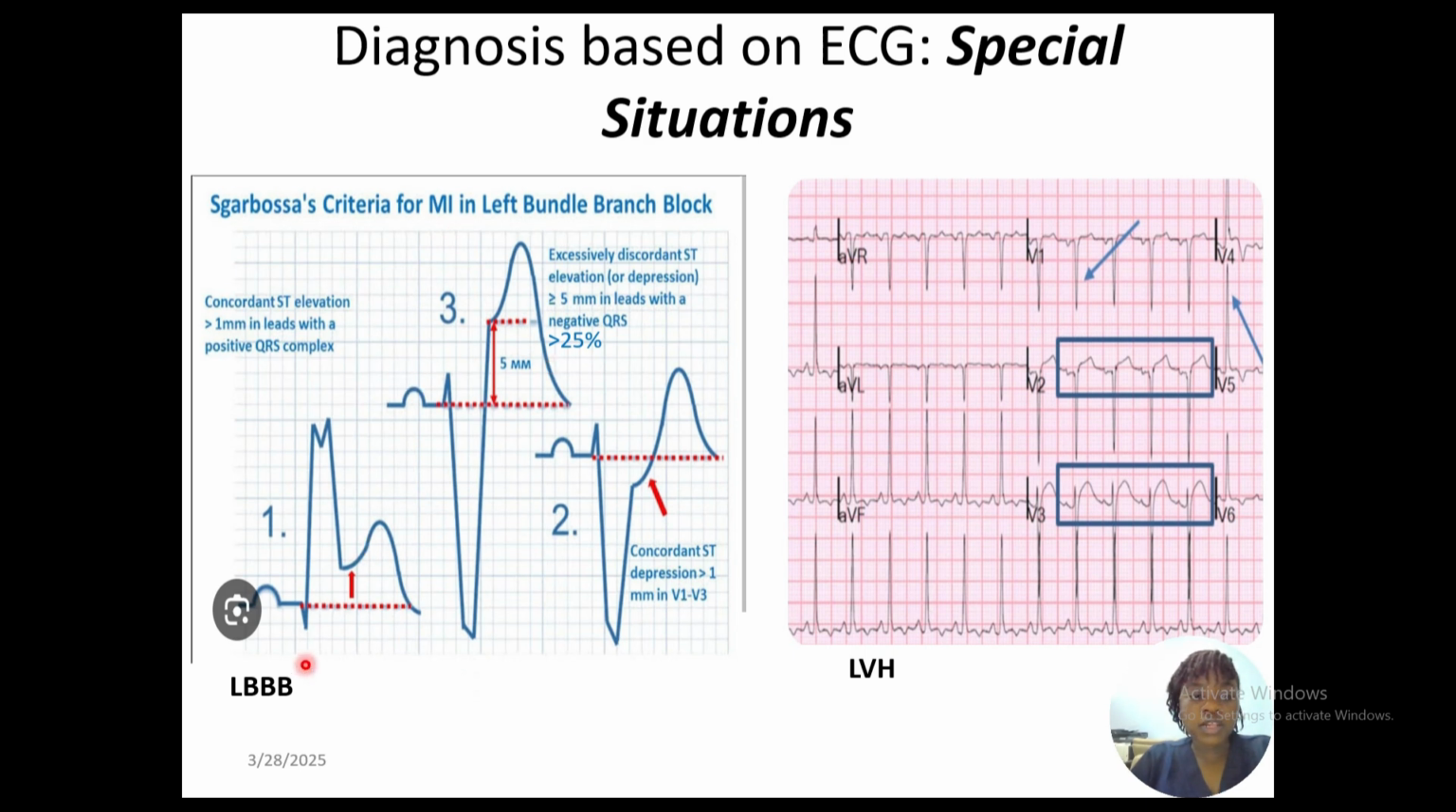So for left bundle branch block, this Carbosa criteria will help making a diagnosis of ST elevation myocardial infarction in this group of patients. While for left ventricular hypertrophy, having an ST elevation that is more than 25% of the deep S waves, with presence of signs and symptoms that suggests acute coronary syndrome, and also a rise or fall in troponin levels will raise the index of suspicion for an ongoing ST elevation myocardial infarction.